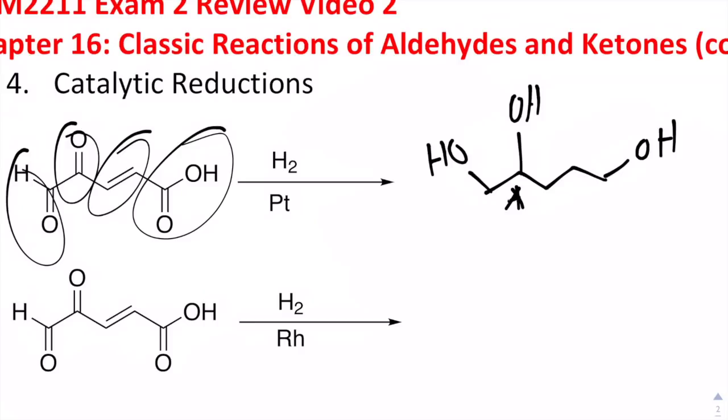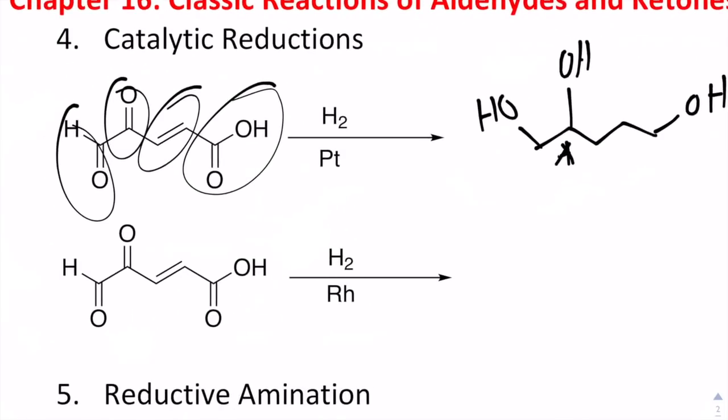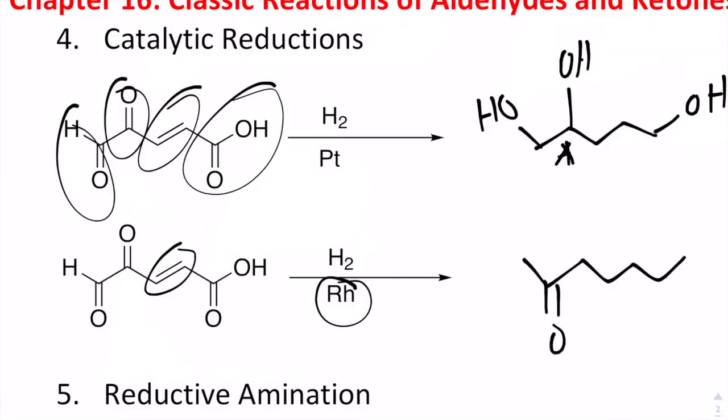H2 and rhodium, that's a new metal that I haven't seen before. Rhodium basically is specific to only alkene reductions. So we're not going to touch the carbonyl containing functional groups here, so we can just draw everything as is and just draw it without the alkene.